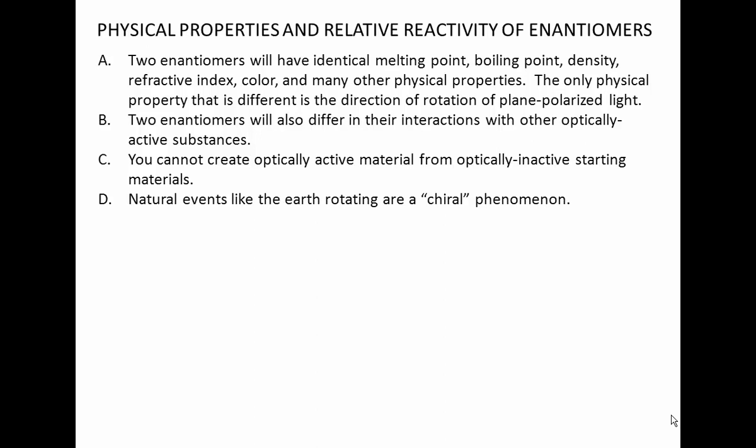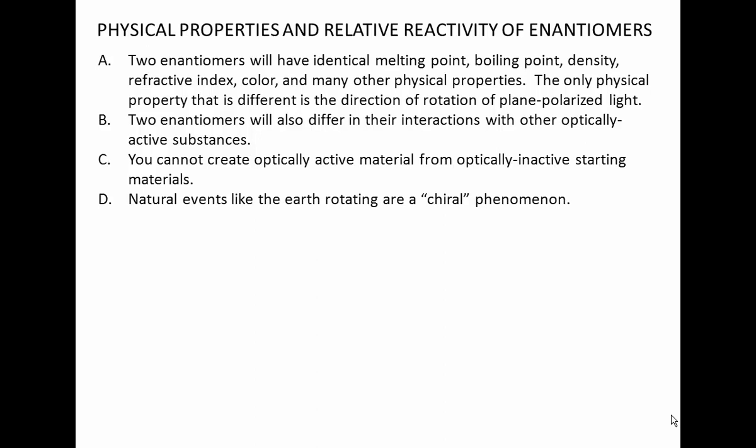Okay, in this video we're going to explore the physical properties of enantiomers, and we're going to look at molecules that have multiple chiral centers in them. First of all, two enantiomers have incredibly similar physical properties. They're going to have identical melting points, identical boiling points, identical densities, identical refractive indexes.